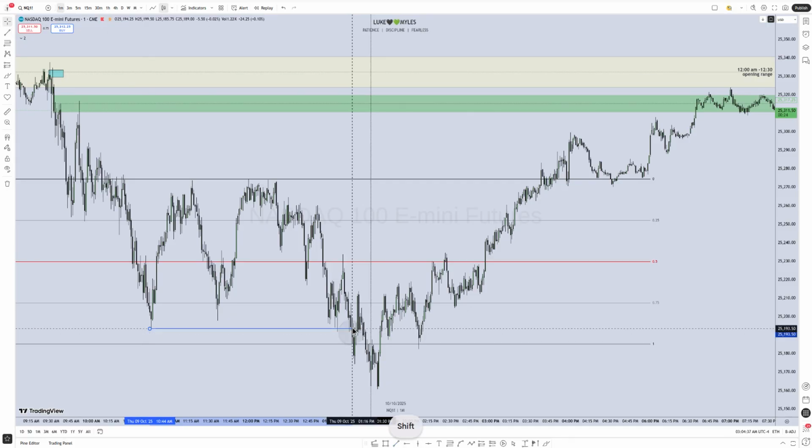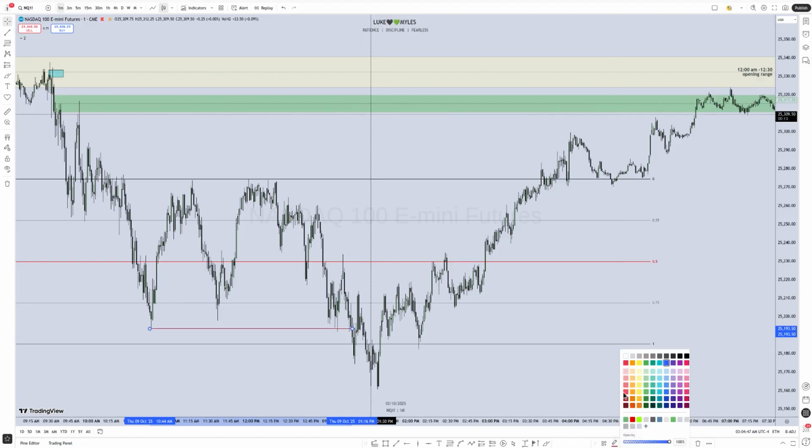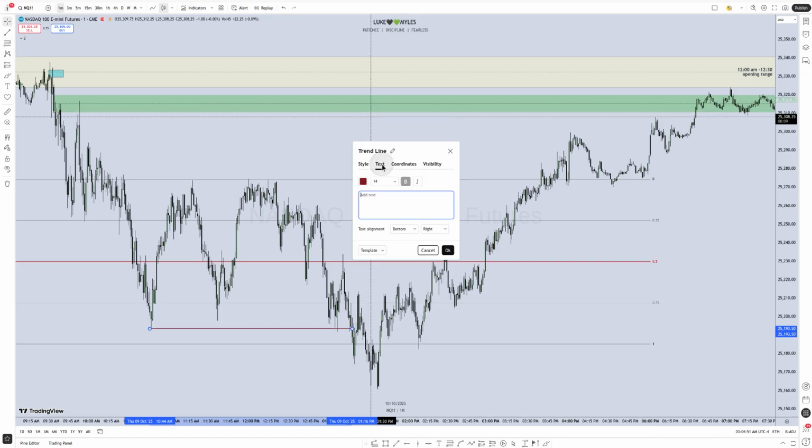To mark that out like this, so it stands out a bit. This is lunch macro, sell side liquidity.